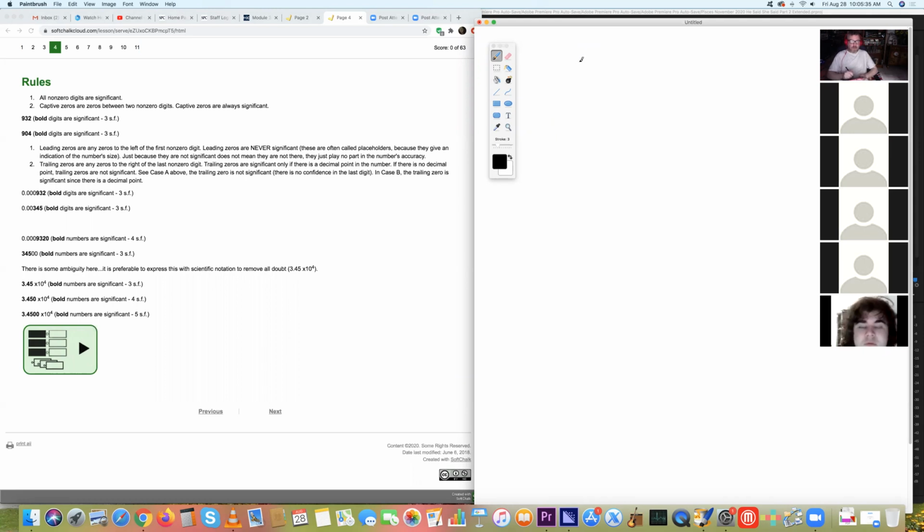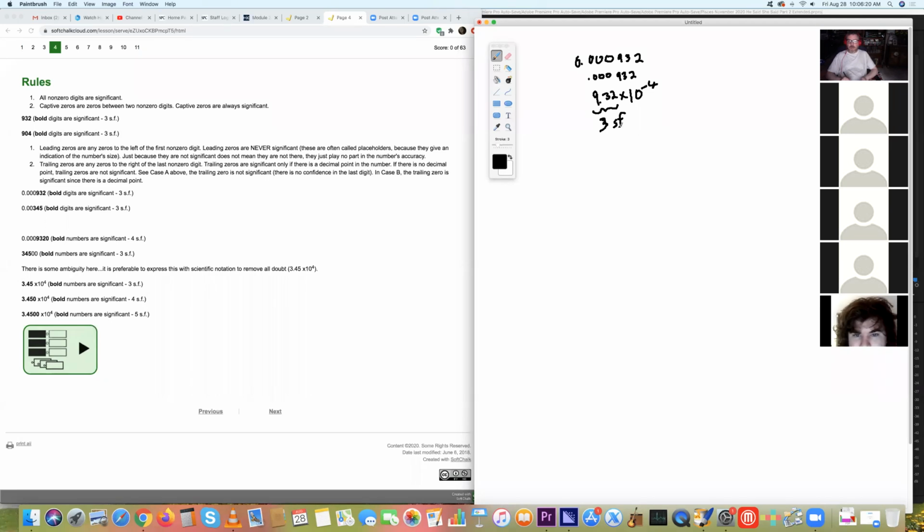Okay, let's see. So 0.000932. Now this could also be expressed as 9.32 times 10 to the negative 4. So you can see clearly here this does have three significant figures. Sorry, this writing pad is not the greatest one on the planet, but it'll do. So three significant figures.